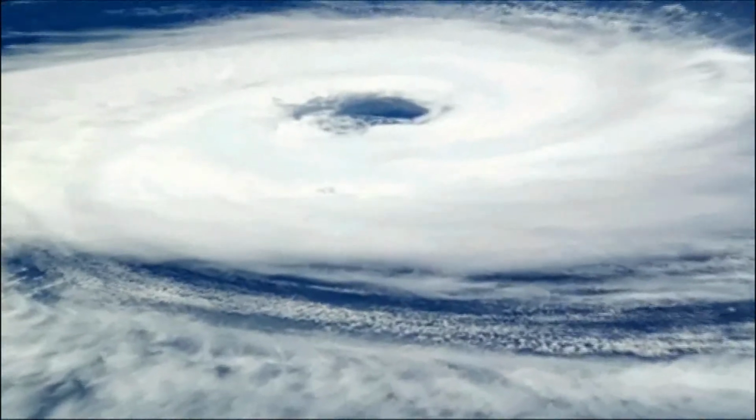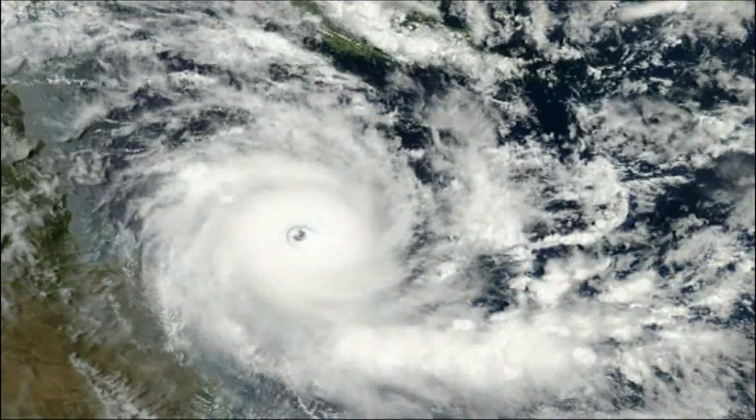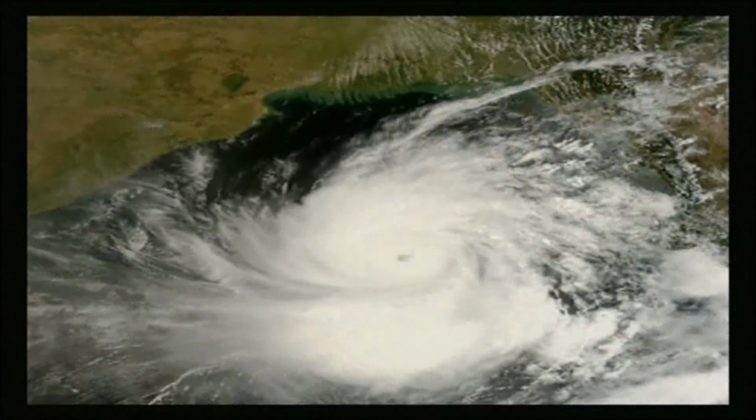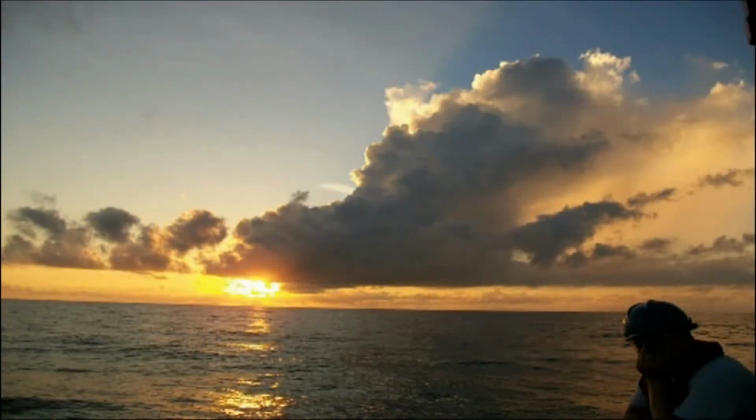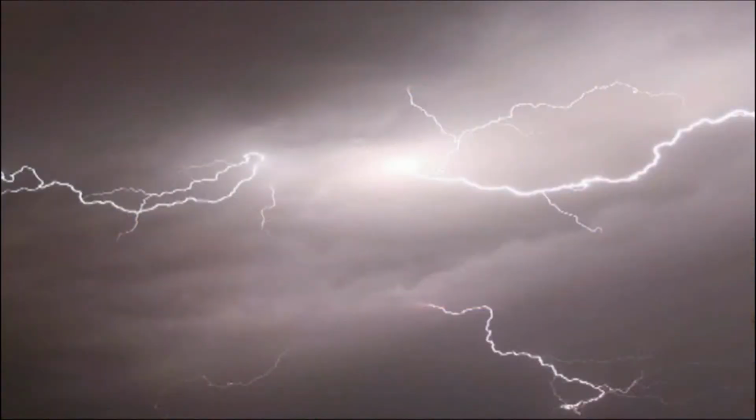Vertical structure of cyclones and anticyclones. The vertical distribution of a cyclone or anticyclone depends on the temperature within it. Cyclones and anticyclones are classified as follows: cold core cyclones, warm core cyclones, cold core anticyclones and warm core anticyclones. The pressure and temperature distribution systems help the meteorologist in weather forecasting. The following figures represent the cross section of a cyclone and anticyclone and their structures.